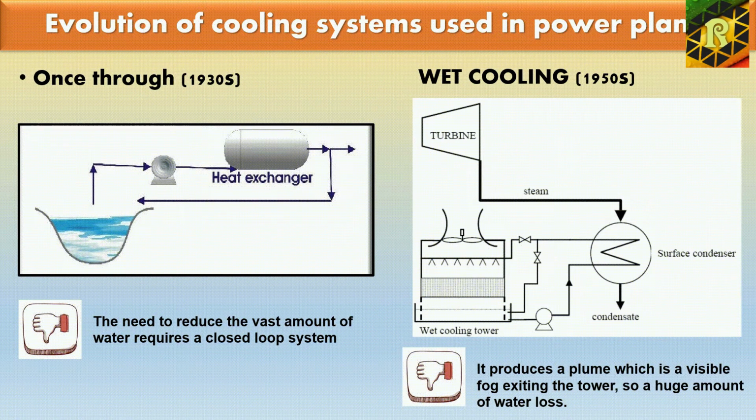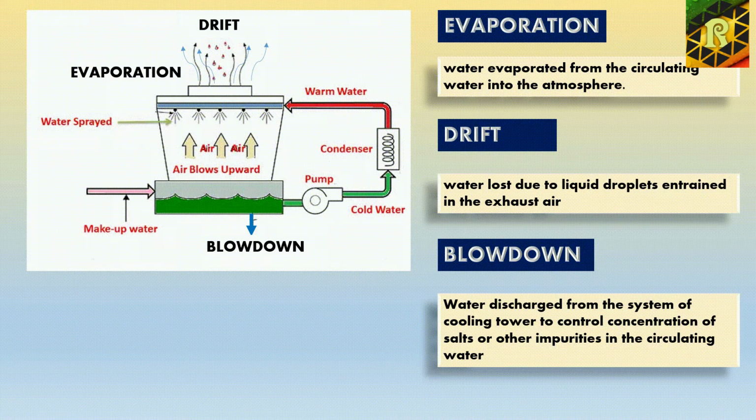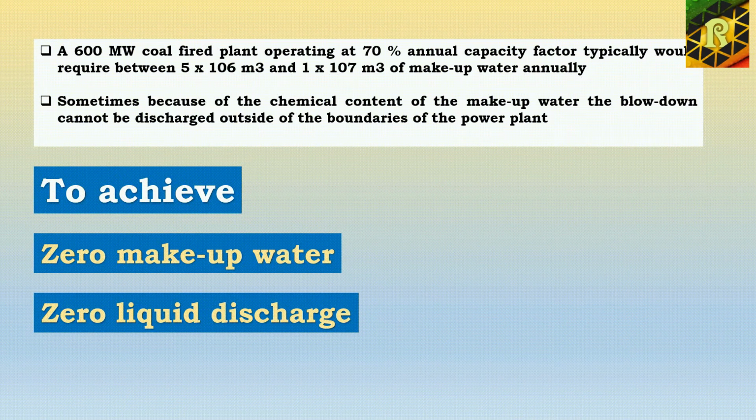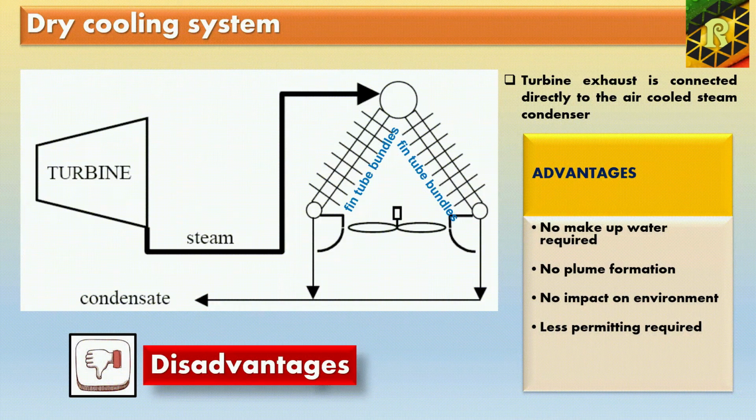The main disadvantage of this type of cooling system is it produces a plume, which is a visible fog exiting the tower, so a huge amount of water loss occurs. Three kinds of losses occur in the system: evaporation loss, drift loss, and blowdown. Evaporation is water evaporated from the circulating water into the atmosphere. Drift loss is water loss due to liquid droplets entrained in the exhaust air. And blowdown is water discharged from the system of cooling tower to control concentration of salts or other impurities in the circulating water. So to achieve zero makeup water and zero liquid discharge, dry cooling system came into effect.